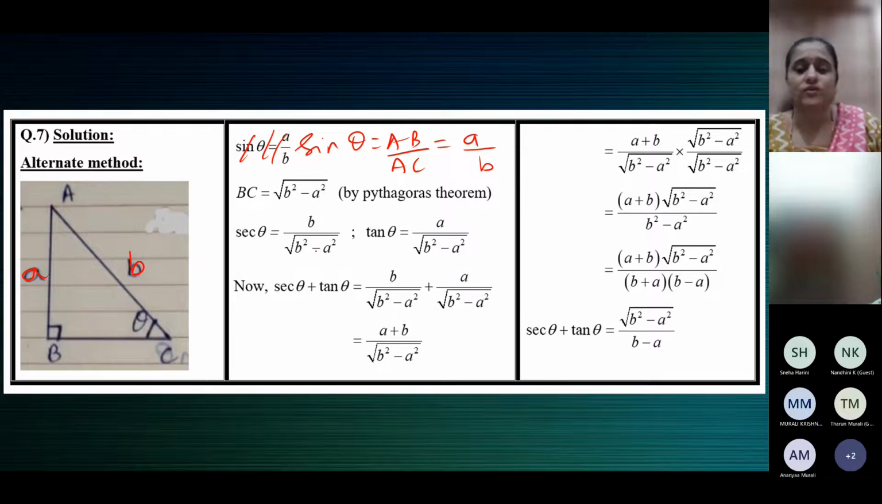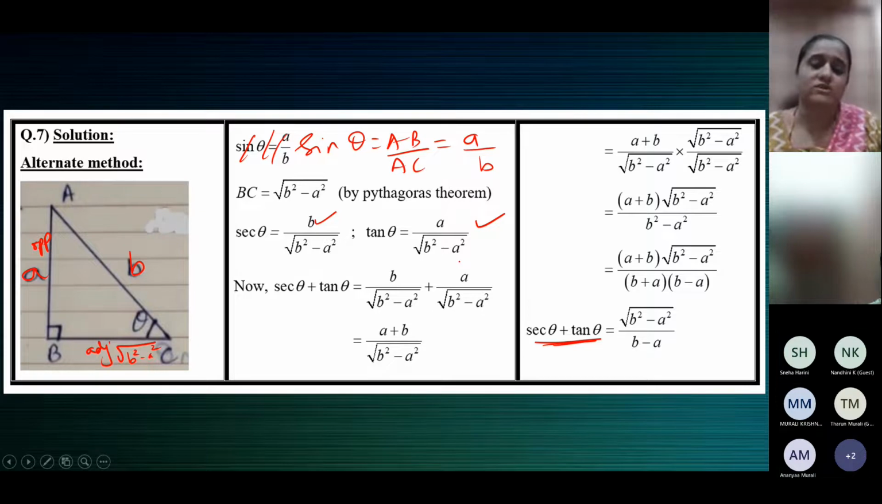Now what should you find? You need to find secant theta plus tan theta. What is secant theta from the right triangle? Secant theta is hypotenuse by adjacent. Hypotenuse is B, and for theta this side is the opposite and this is the adjacent side. So secant theta is B by root of B square minus A square. And tan theta is opposite by adjacent, which is A by root of B square minus A square.